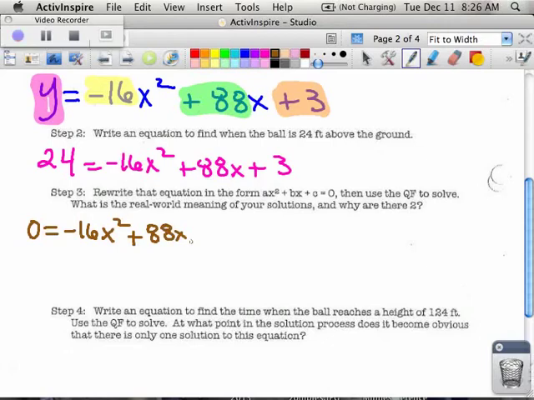And then if I minus 24 from the left, there's a 0. That's why the 0 is on the left. If I minus 24 from the 3, I get minus 21. And now we see a quadratic equation that's just like all of our other ones.